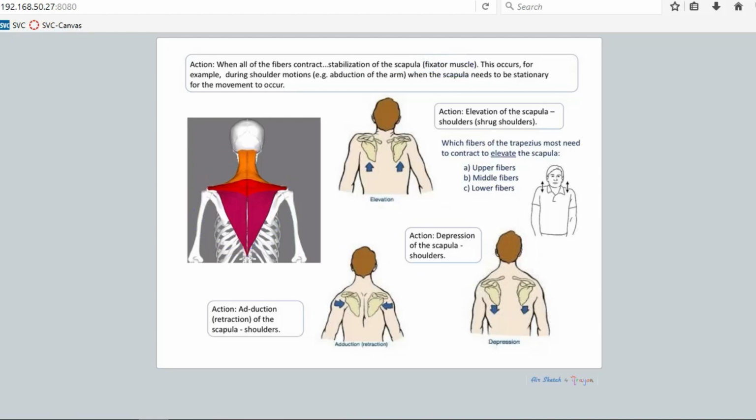But what happens if the different parts of the fibers contract? For instance, what happens if the upper fibers contract? What happens if the middle fibers contract? What happens if the lower fibers contract? We have different types of scapular movements, because these are all attached to the scapula. So I'll let you assign these different scapular movements to contraction of these different trapezius muscle fibers. For instance, depression of the scapula: which fibers of the trapezius need to contract to allow for depression of the scapula?